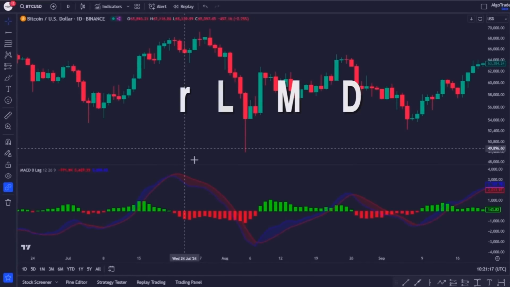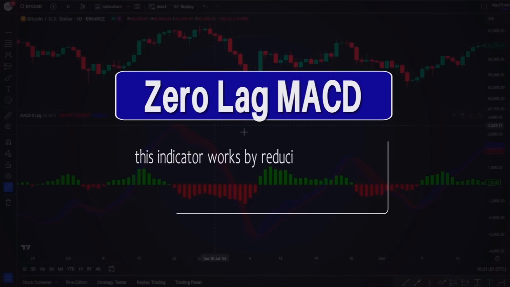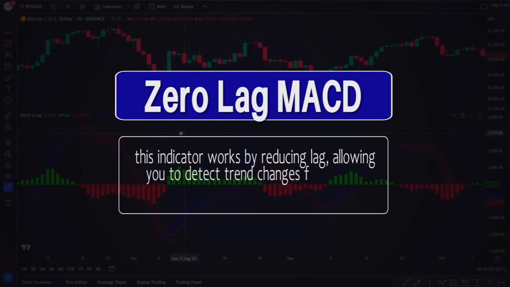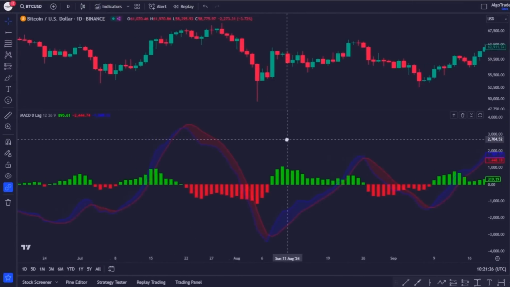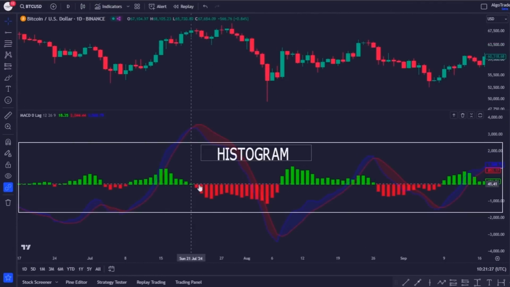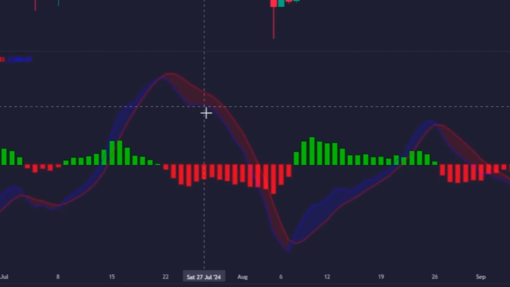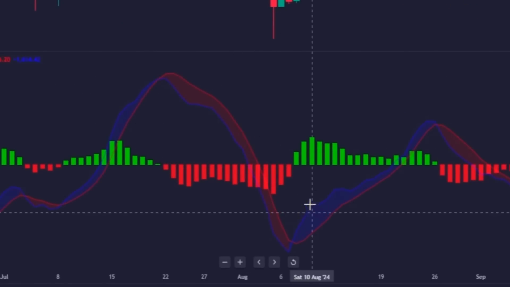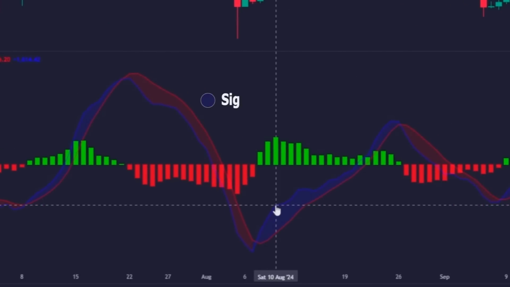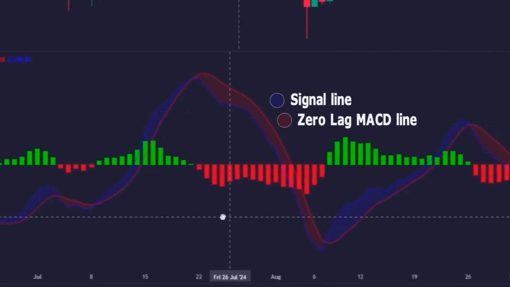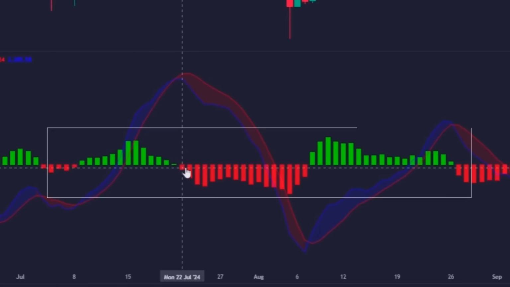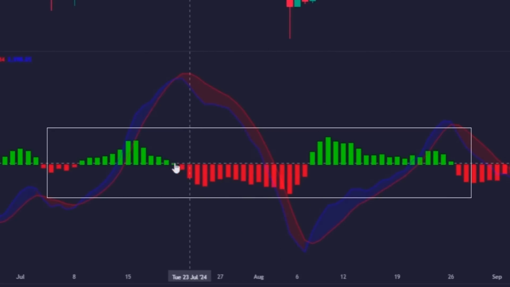By definition, this indicator works by reducing lag, allowing you to detect trend changes faster than the standard MACD. It is displayed in the form of a histogram with two lines, just like the standard MACD, but with less delay. In this case, the signal and the MACD zero lag. However, for today's test, we'll focus fully on the histogram to take trading signals.